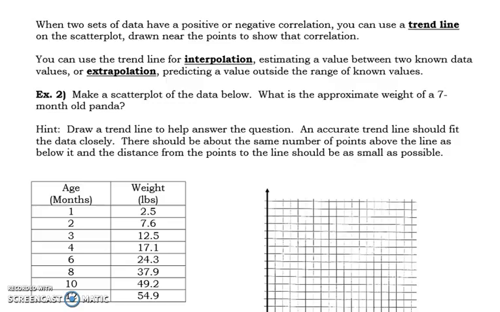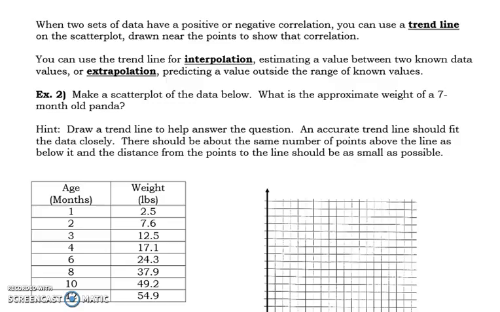When two sets of data have a positive or negative correlation, you can use what we call a trend line on the scatter plot drawn near the points to show the correlation, which is what I did on the first page. You can use the trend line for interpolation or extrapolation.